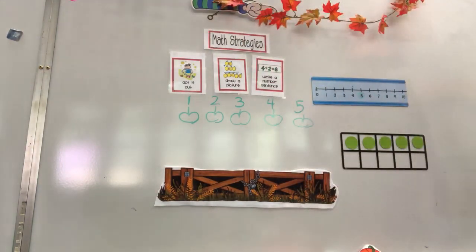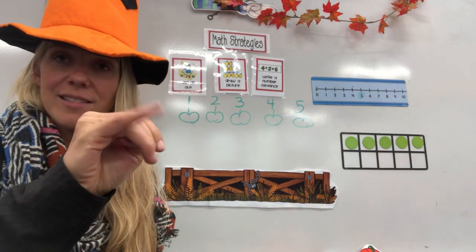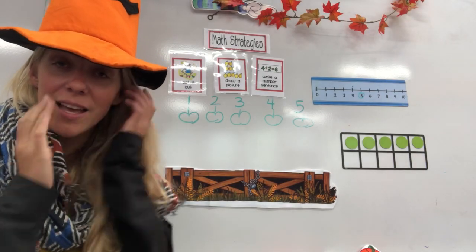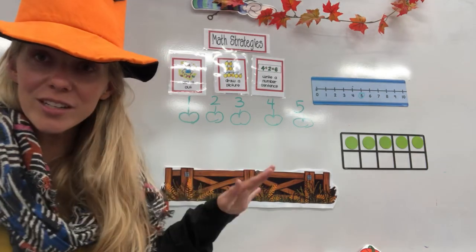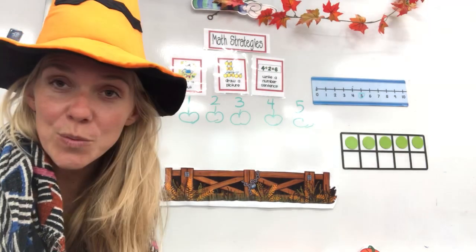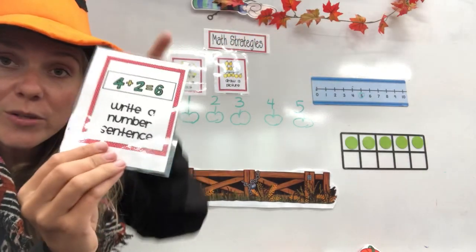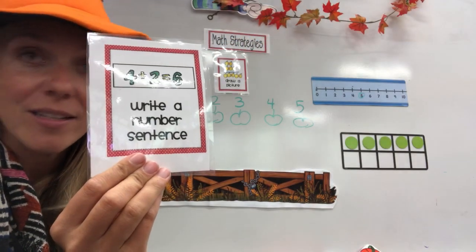What happened? They all went away. Oh my goodness, all of our 5 pumpkins rolled away because they got scared from the witches and the wind and the dark. All right, here's what we're gonna do now. We're gonna make an equation. We're gonna write a number sentence about what just happened.